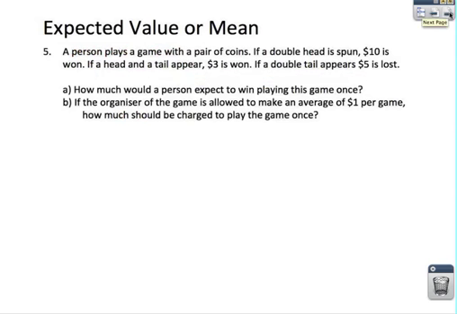In example 5, a person plays a game with a pair of coins. If a double head is spun, $10 is won. If a head and tail appear, $3 is won. If a double tail appears, $5 is lost. All right, so how much would a person expect to win playing this game once?